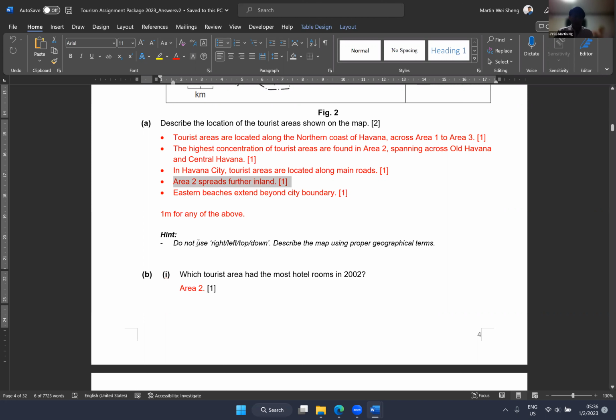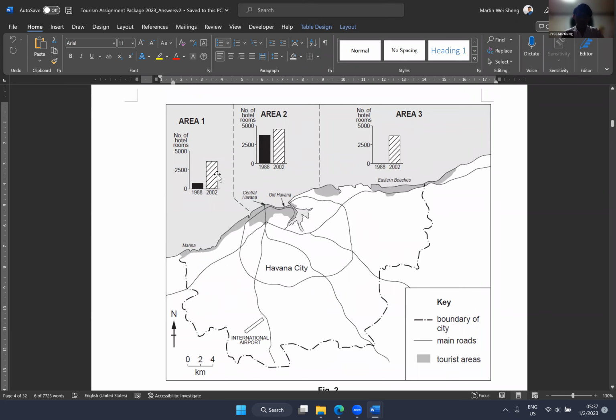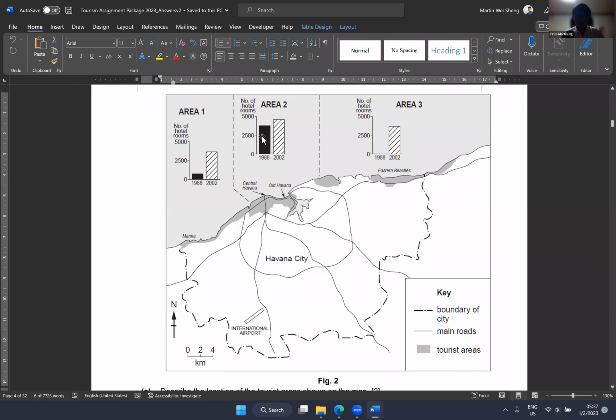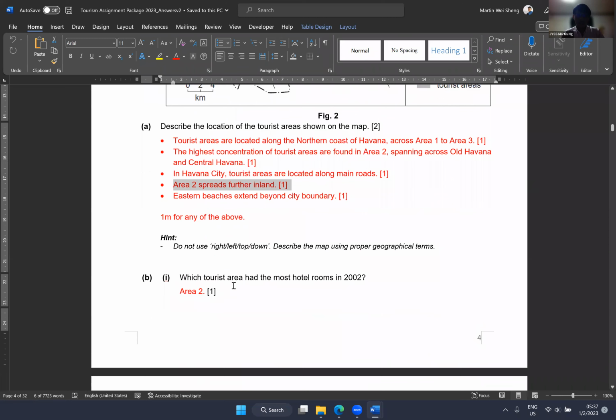All right, now for question B part 1. So which area had the most hotel rooms? Straightforward. Just look for the bar which is the highest. So in 2002, bar area 1, area 2, area 3. So you have to take a ruler to measure the length of the bars. Then you'll realize that area 2, the bar is the longest. So it had the most hotel rooms in 2002.